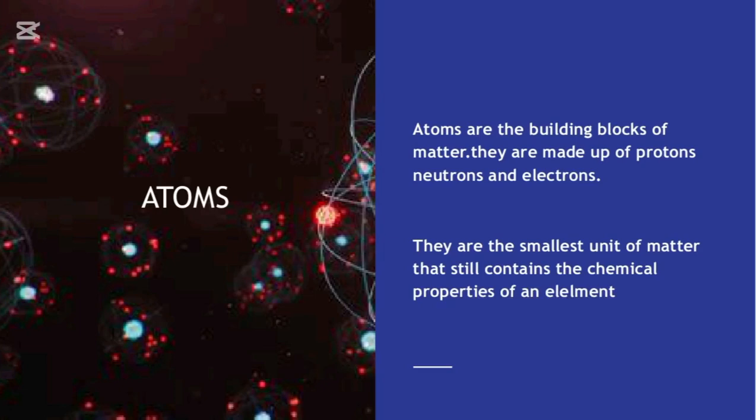Everything is made of atoms. I'm sure you've heard of this before. We are all made of atoms. And the atoms are made up of protons, neutrons, and electrons. They are the smallest unit of matter that still contains the chemical properties of an element. I'm not really going to go too deep into the atom today. That's not our goal. We're not chemistry students.